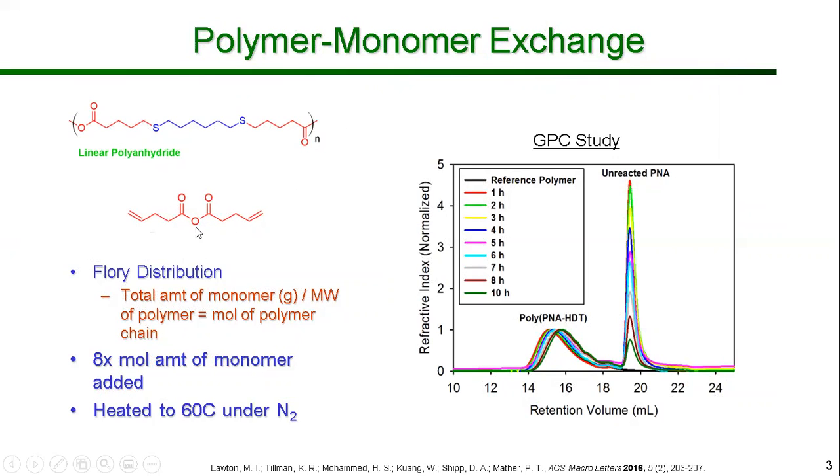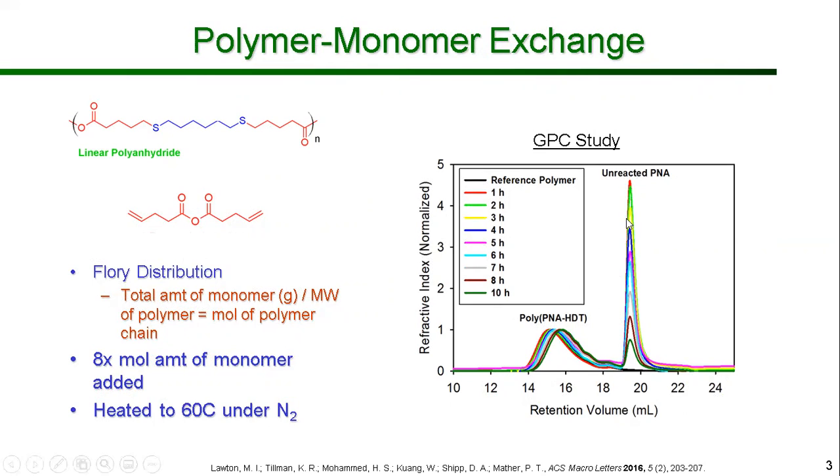What we were expecting is that these anhydrides would interact and break the larger linear polyanhydride into smaller polyanhydride polymers. We mixed these two together under nitrogen to prevent degradation, and heated to 60 degrees C. We monitored this exchange through GPC, or gel permeation chromatography. What you can see is that at 20 milliliters retention volume, we have a high peak at first, which is representative of the unreacted pentanoic anhydride.